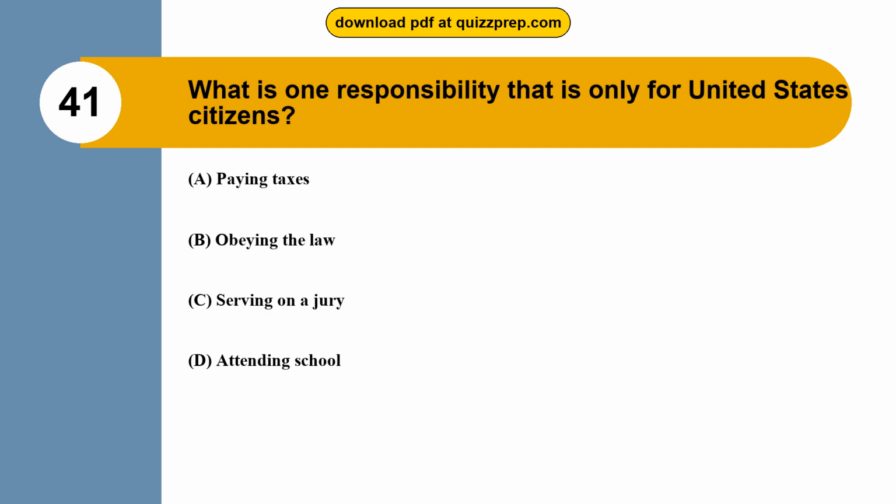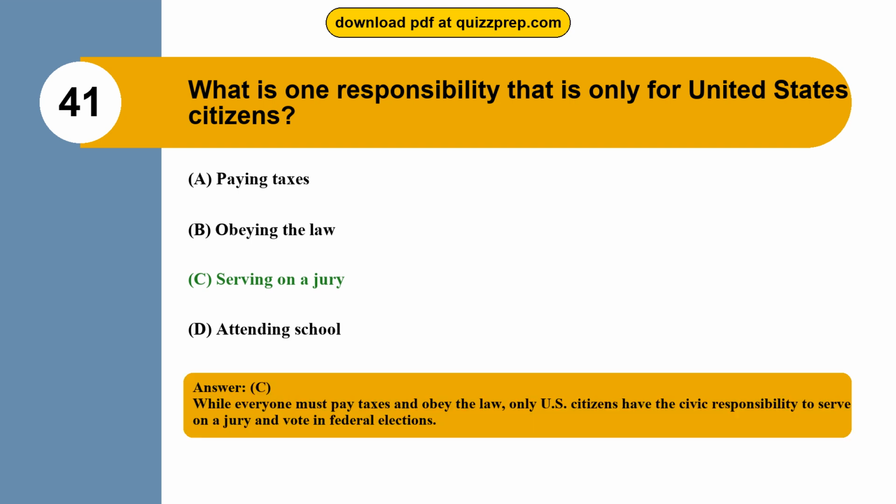Question 41. What is one responsibility that is only for United States citizens? Option A. Paying taxes. Option B. Obeying the law. Option C. Serving on a jury. Option D. Attending school. The correct answer is option C. Serving on a jury. While everyone must pay taxes and obey the law, only U.S. citizens have the civic responsibility to serve on a jury and vote in federal elections.